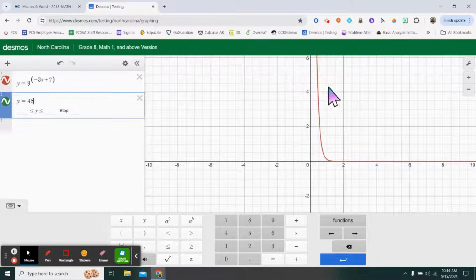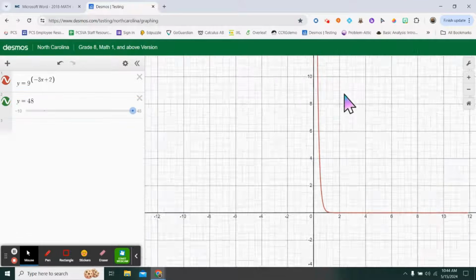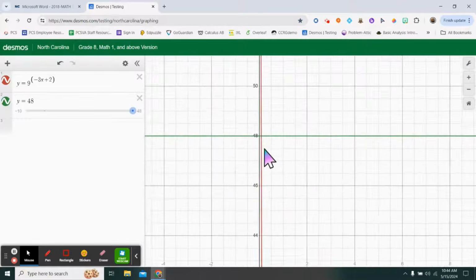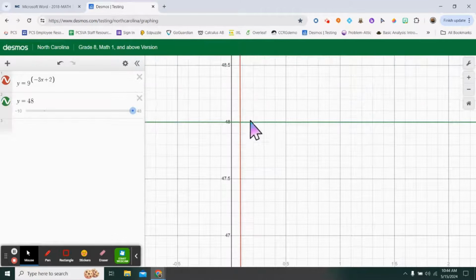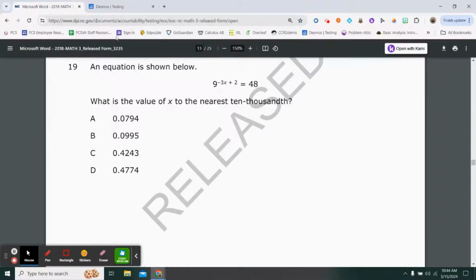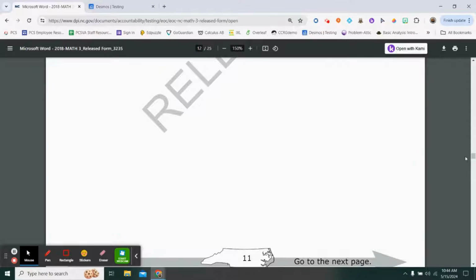And I want to know where they cross. Well, they're going to cross at 48, so let me go find 48. Zoom in. You want to zoom in so you get some space from the y-axis. You don't want to accidentally click the y-intercept. Click the dot. The x value is your answer, so 0.0794, which is A. All right, so that is how to solve an equation using Desmos and how to find an equivalent expression. Now let's talk about graphs.